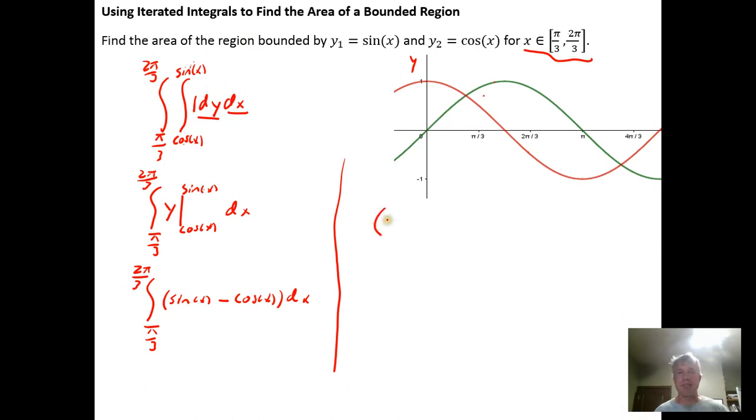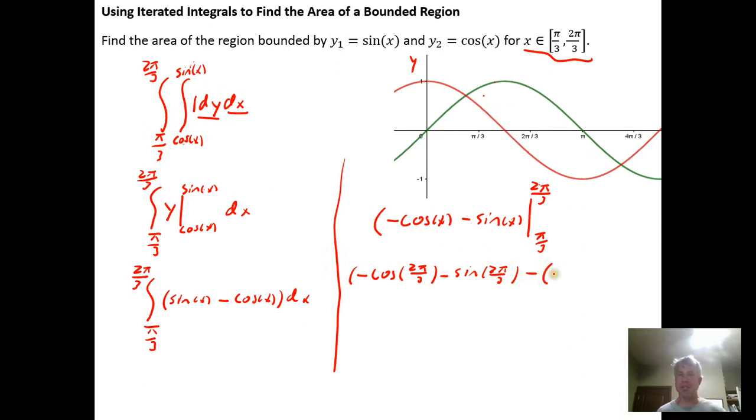So we integrate the sine, we get minus the cosine. Minus, we integrate the cosine, we get the sine. And then we're running the integral from pi over 3 to 2 pi over 3. Now we plug in our upper bounds of integration, so we get minus the cosine of 2 pi over 3 minus the sine of 2 pi over 3, minus, parentheses, plug in the lower bounds of integration, minus cosine pi over 3 minus the sine of pi over 3.